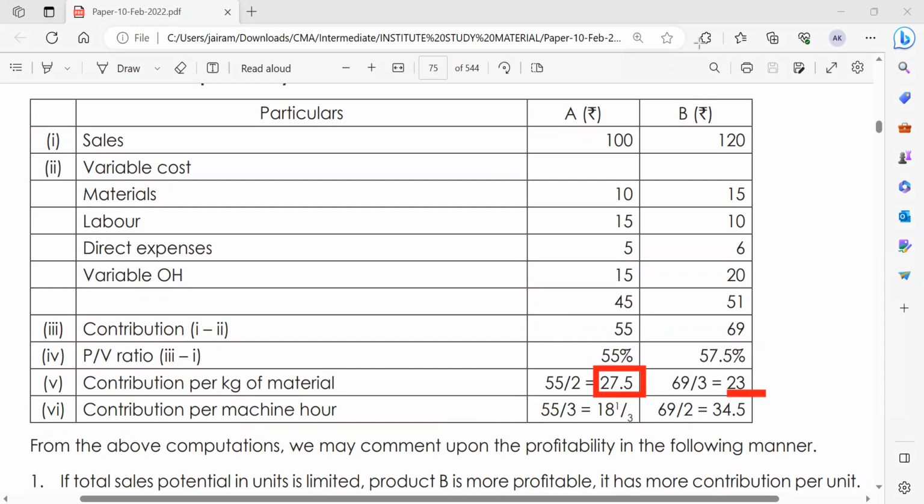Which contribution? A is more. Okay, so you will go for A. Whichever contribution per unit of key factor is more, that you will choose. In the second case, you can see B is more, right? 34.5 is more. So in the second case, if machine hours is the key factor, then you will go for producing B. This is how decisions are taken.